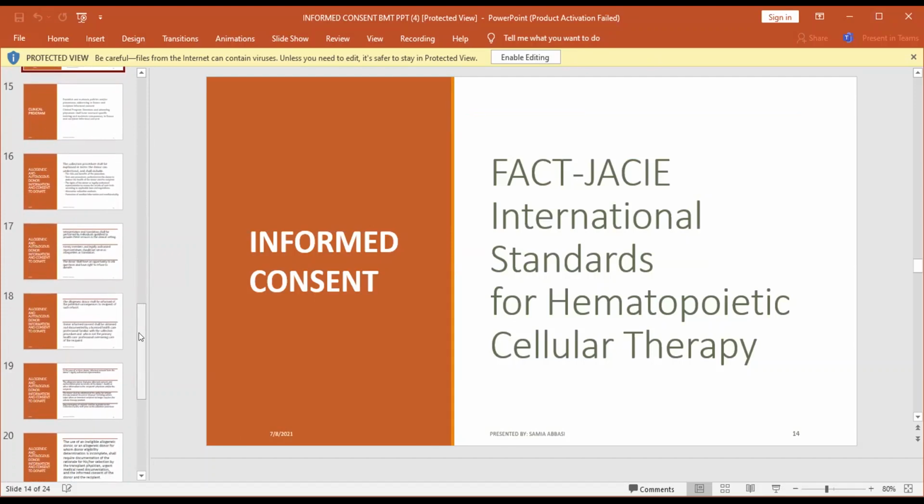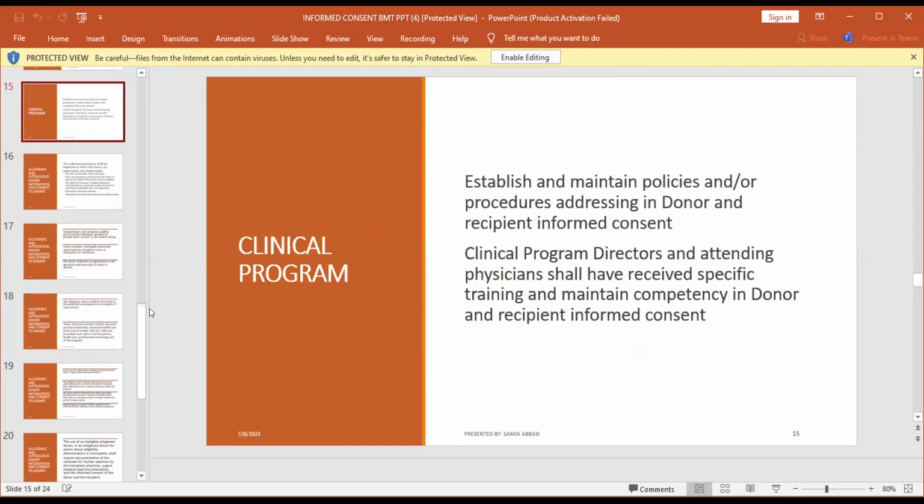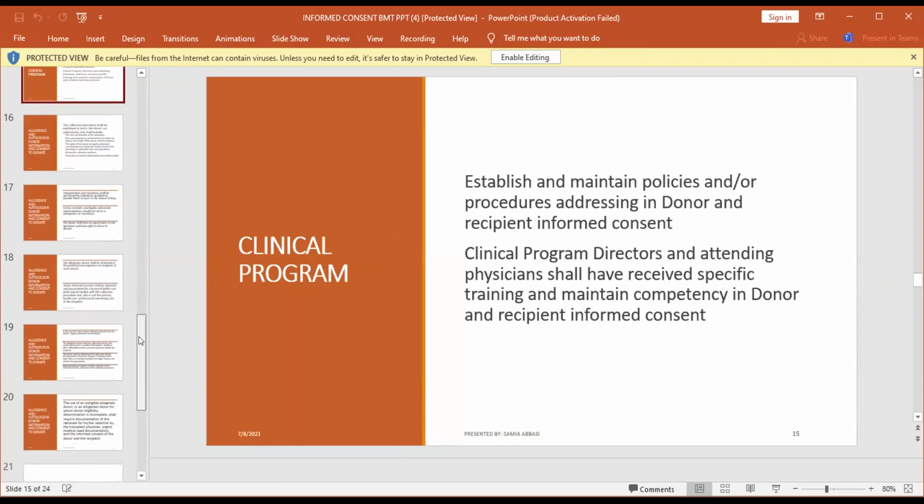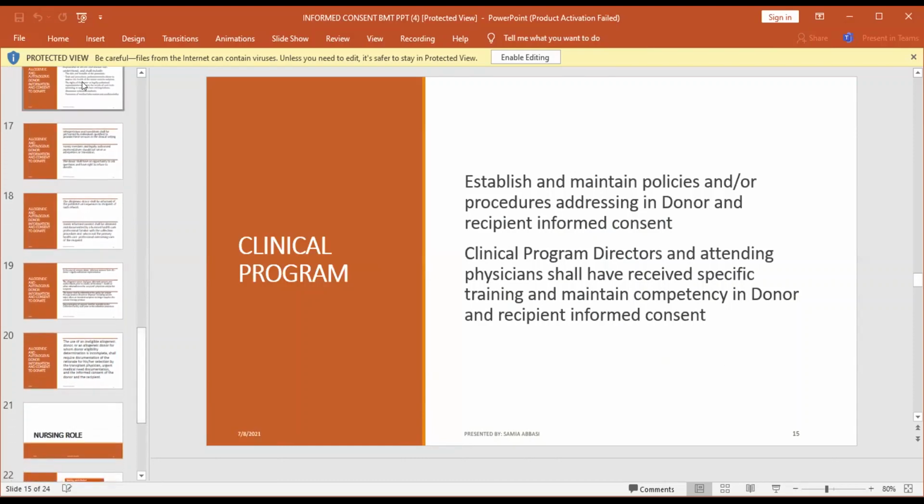So what is informed consent according to FACT-JCI International Standards for Hematopoietic Cellular Therapy? It is basically that a clinical program established and maintained policies or procedures addressing donor and recipient informed consent. And the clinical program director and attending physician shall have received specific training and maintain competency in donor and recipient informed consent.